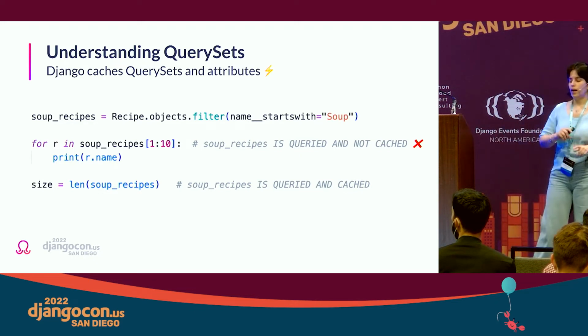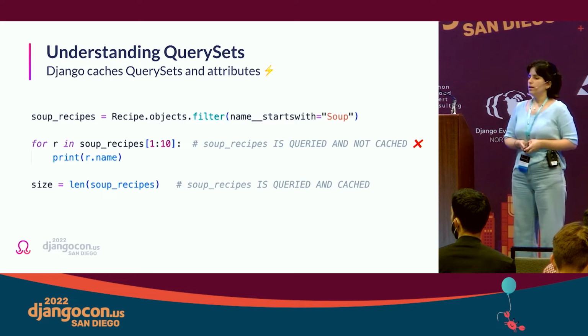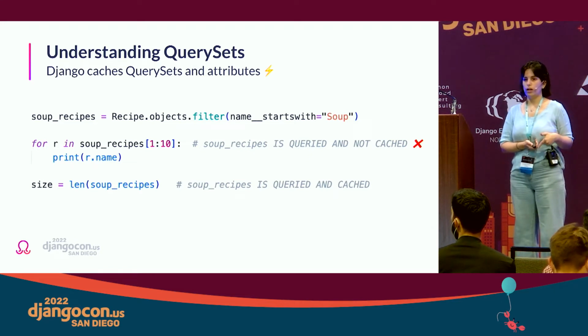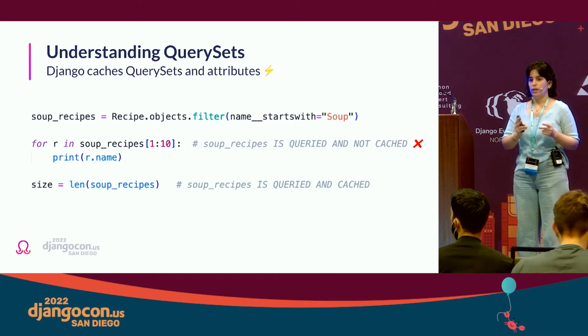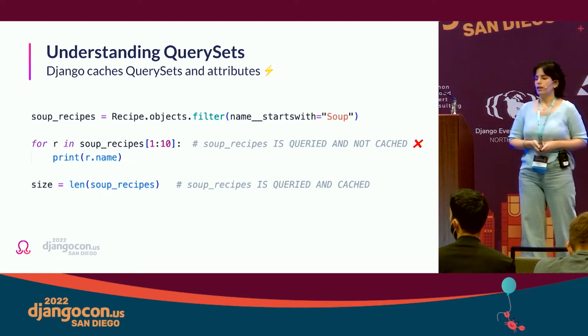So in this case, I switch the order of the length and the loop. And since I'm performing a slicing in the recipes, that is queried, but it's not cached. So there is one database call, and then in the next one, since I don't have the data in the cache, the query is going to be performed again. So in this case, if the order is the same to us, it may be more performant to perform the length before the for.